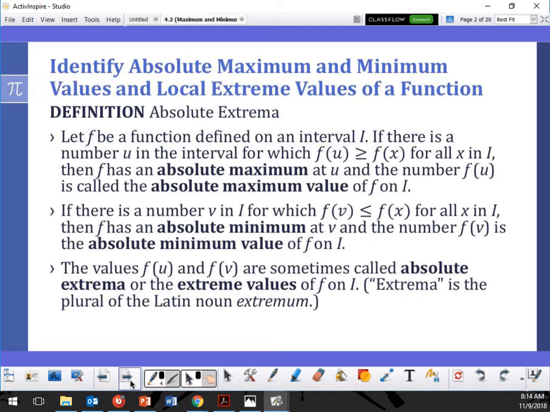We're going to talk about relative extrema also, because with wonky curves in the middle, it's possible to have a little curve in the middle, like an x cubed. There's a local minimum and a local maximum.